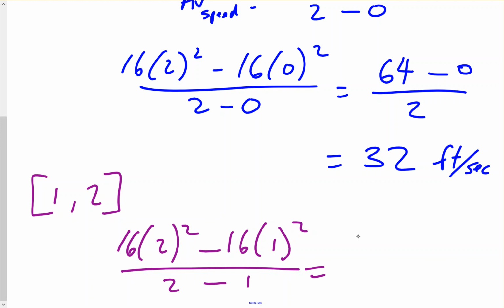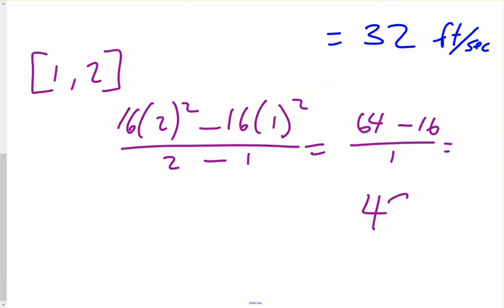16 times 2 squared, we did that, 64. 1 squared is 1 times 16 is 16, and 2 minus 1 is 1. So we have 64 minus 16, that would be 48 over 1, which is 48, so 48 feet per second. Any questions, just bring it up during class. Let's take a look at our next example.